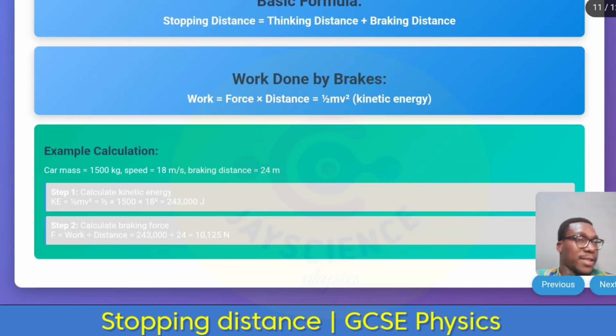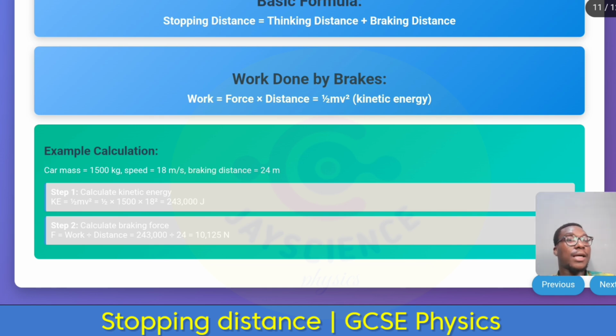And finally, work done by brakes equals half mass times velocity squared, which is your kinetic energy lost. All right, so force times distance equals kinetic energy equals work done. And you can always flip that around. It's more like saying A equals B equals C. So you can equate force times distance to kinetic energy. You can equate work done to kinetic energy and all of that.